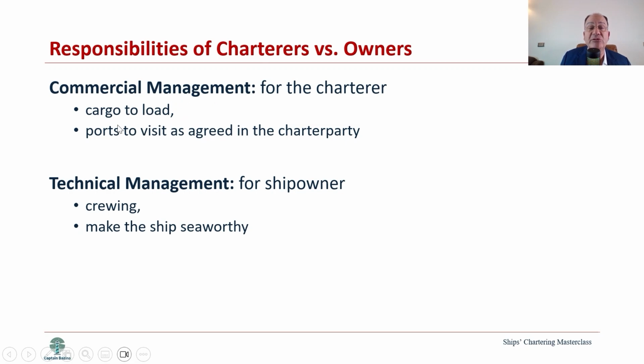It means he has to decide the cargo to be loaded, of course, in accordance with the charter party, and also the ports to be visited as agreed in the charter party. We call this the commercial management. But the technical management is still for the ship owner. So the owner is still operating the ship. He is responsible for crewing the ship. He's also responsible for making the ship seaworthy for the intended voyage.